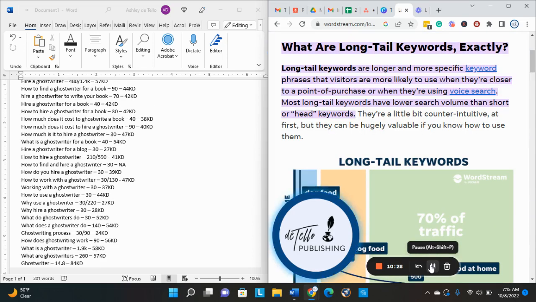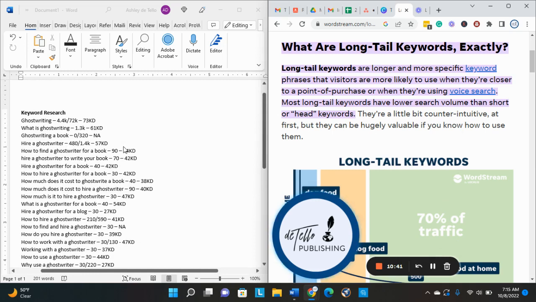Okay, the last thing that I'm going to go into before I figure out which keyword I'm going to make my focus keyword is long tail keywords. So you can see here, like I was talking about before, ghostwriting has 72,000 searches globally. And that sounds great, except that the competition is high and it's not very specific.